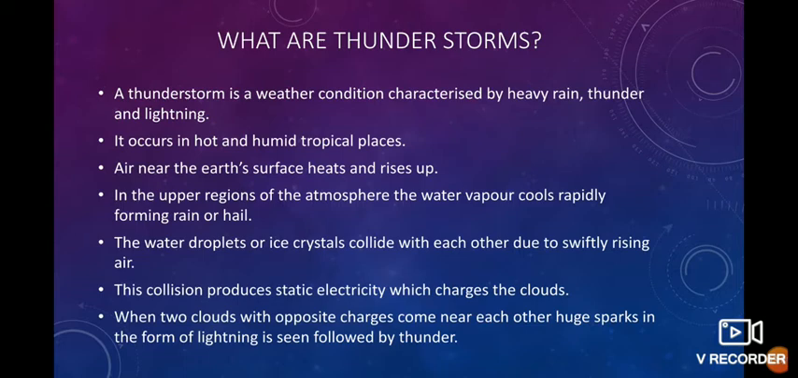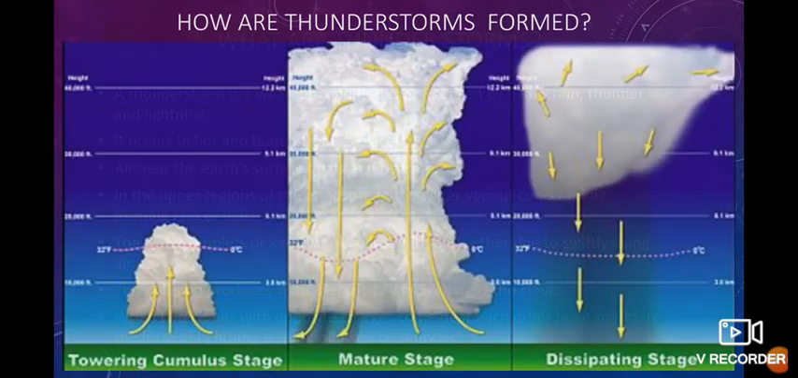When two clouds with opposite charges come very near to each other, huge sparks are seen in the form of lightning, followed by thunder. Why do you always see the light first and then hear the thunder? Can you explain? Yes, because the speed of light is much faster than the speed of sound. This is why you will always see the lightning first and only then hear the thunder. Let us now understand how thunderstorms are formed.